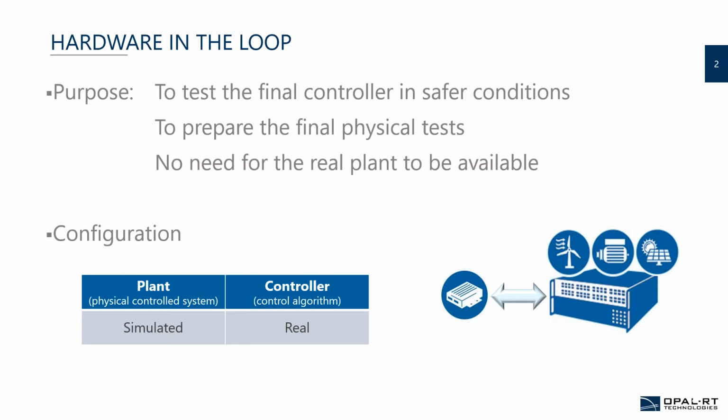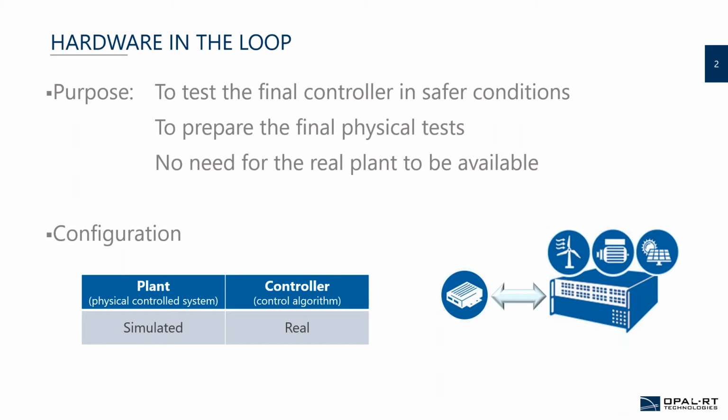The concept of hardware in the loop is to test the final controller in safer conditions. For example, if you have your final controller that you want to test, it is always better not to test it directly by connecting it to the plant, because it's dangerous and you don't know if your final controller works properly or correctly.